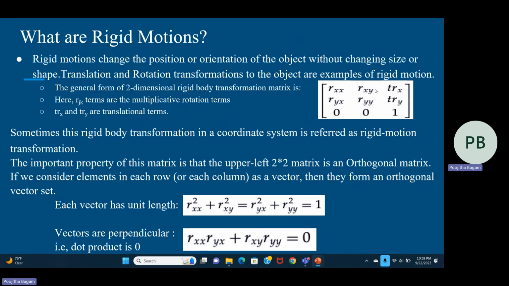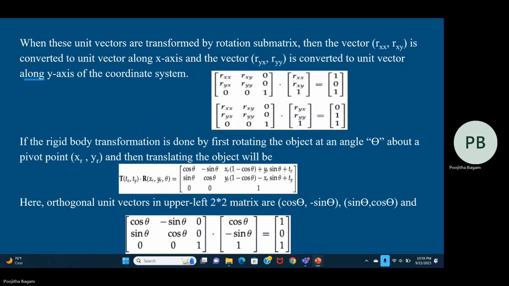Rxx, Rxy, Ryx, Ryy. If we consider the elements in each row as a vector, that is Rxx, Rxy as one vector and Ryx, Ryy as another vector, then they form an orthogonal vector set. That is, each vector has unit length and the vectors are perpendicular, which results in the dot product being equal to 0.